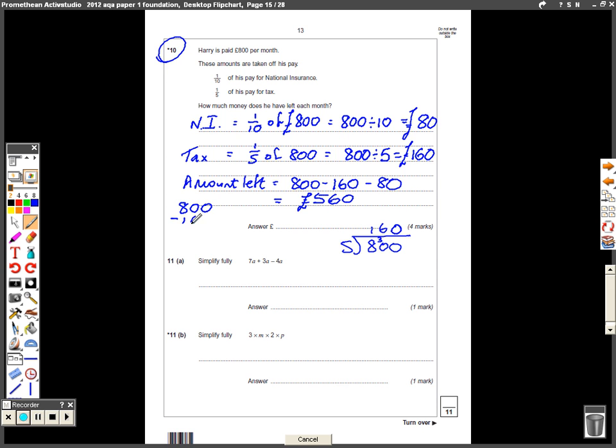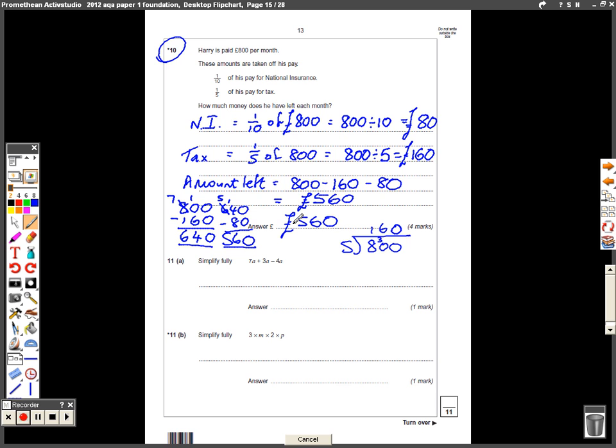I could write out my working. 800 take away 160, 0 take away 0 is 0, 0 take away 6 I can't do it, borrow from the 8, 10 take away 6 is 4, 7 take away 1 is 6. I've taken off 160, now take off the 80, 640 take away the 80, 0 take away 0 is 0, 4 take away 8 I can't do it, 14 take away 8, well that is 6, and 5 take away nothing, it's 5, and I can get my answer that way, 560.